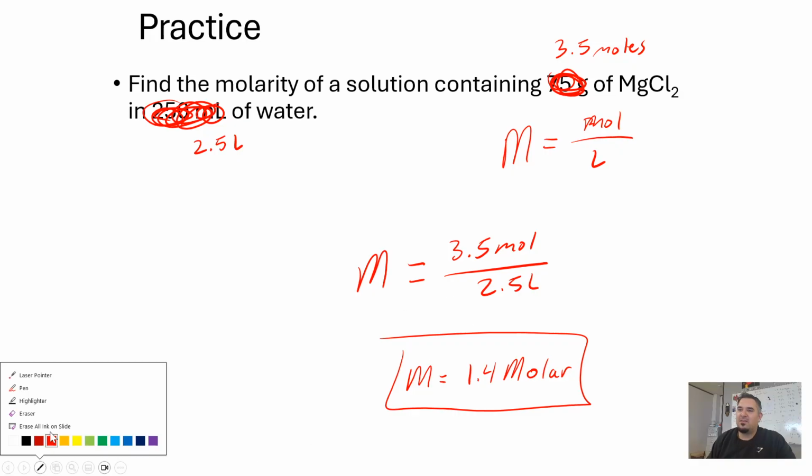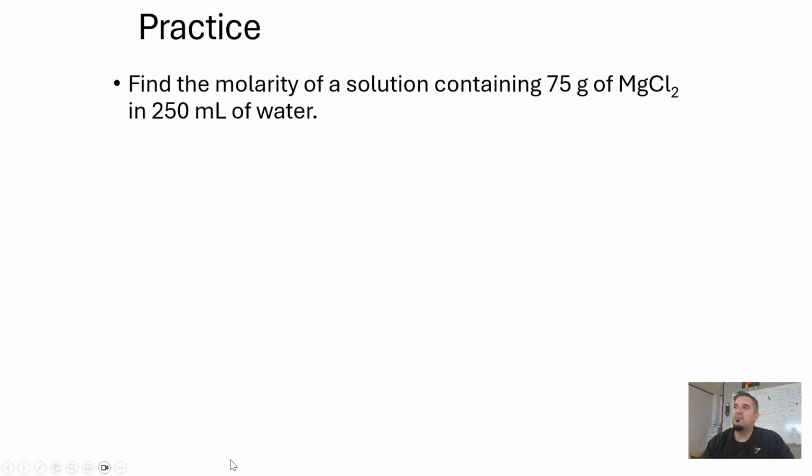Now let's go ahead and solve the problem that was there earlier. Find the molarity of a solution containing 75 grams of magnesium chloride in a 250 milliliter solution. So same equation, capital M is equal to moles over liters, except we can't plug these numbers in as they are. We have to convert to liters, we have to convert to moles.